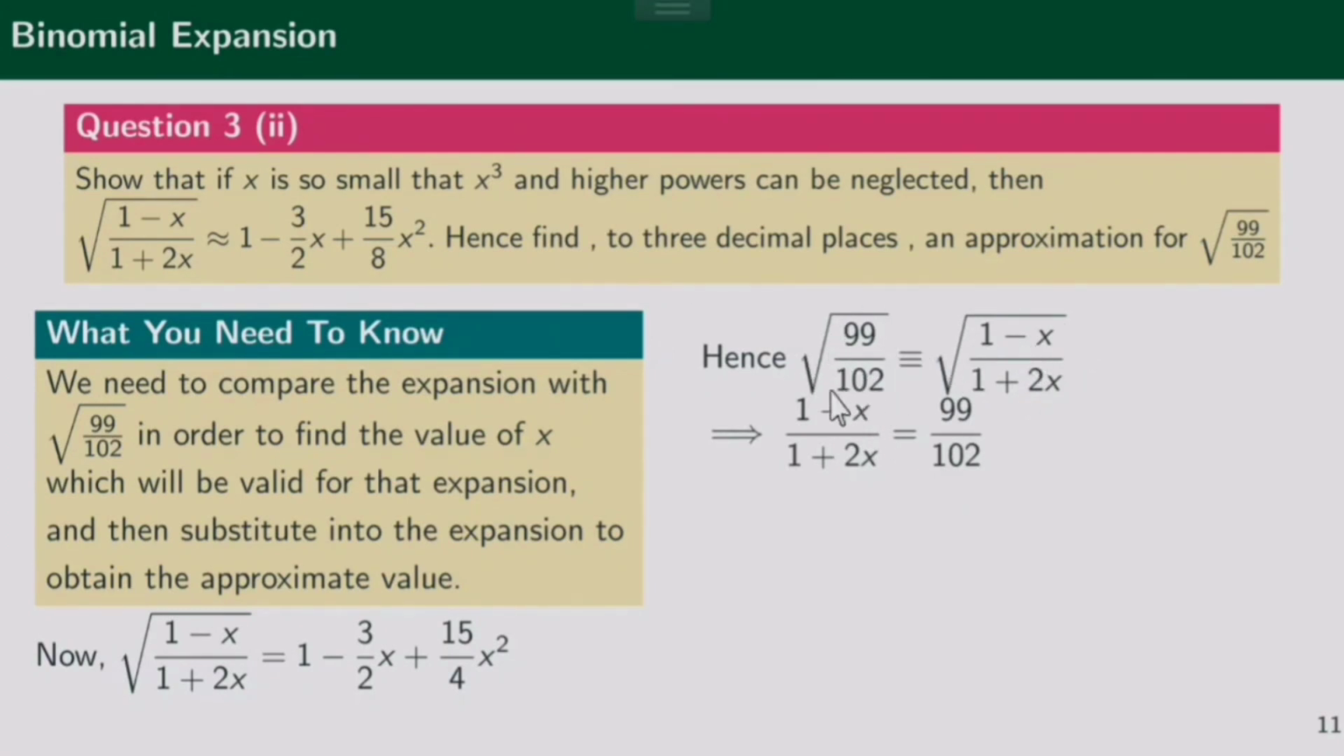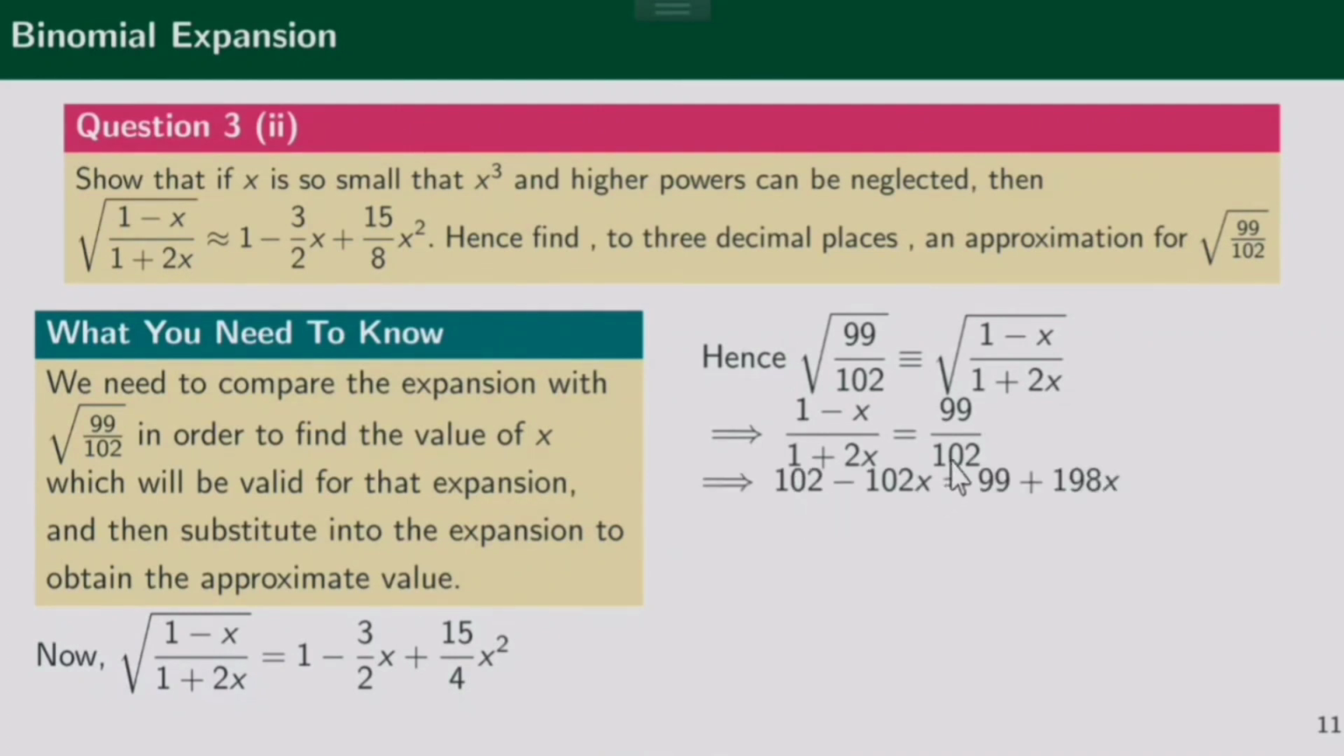Squaring both sides, I'm left with (1 minus x) divided by (1 plus 2x) is equal to 99 over 102. Then I'll cross multiply and find the value of x. It's pretty easy. I will just be very fast with the multiplication.